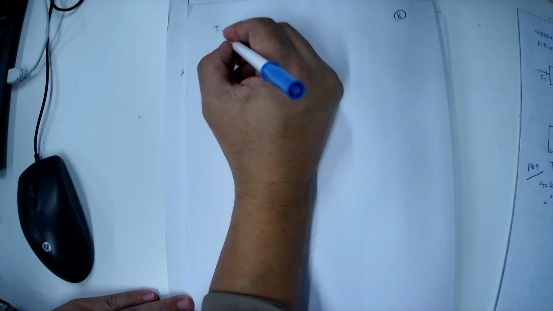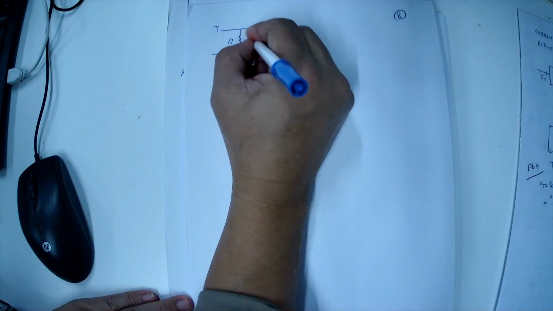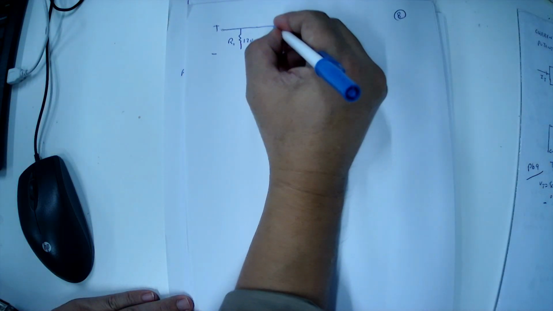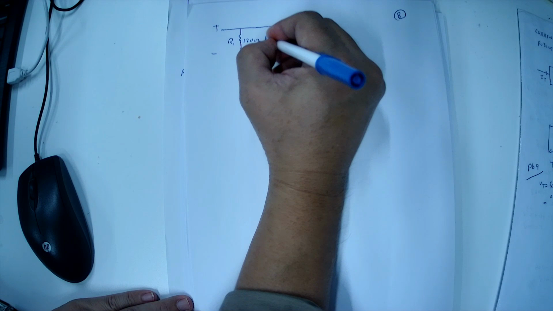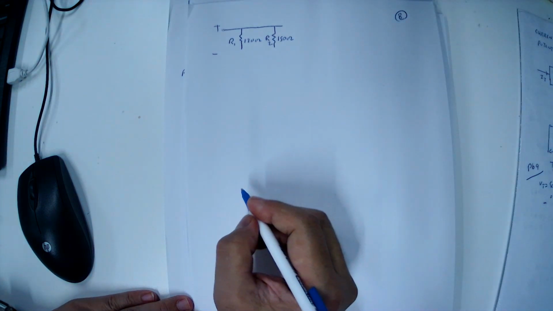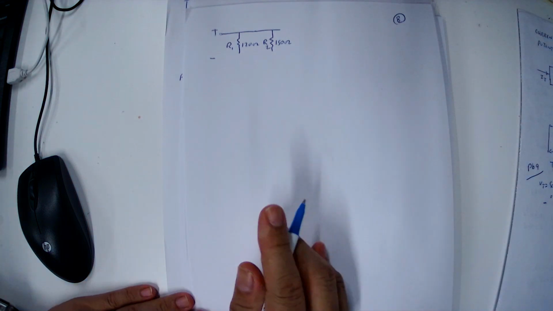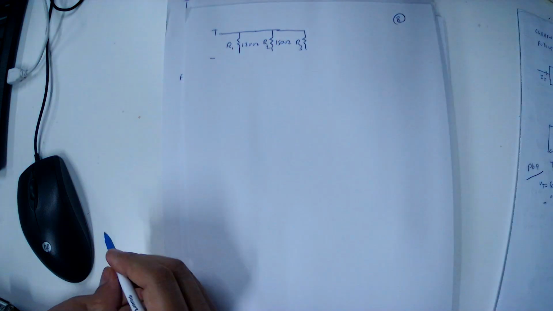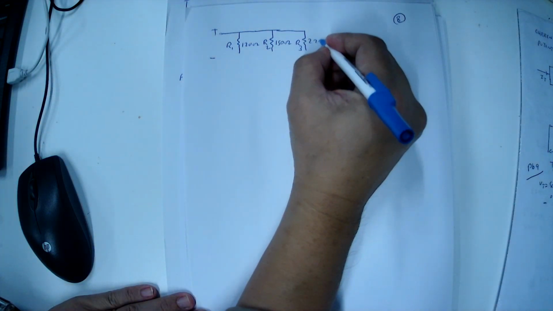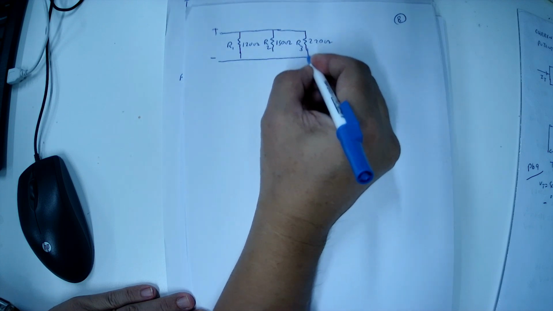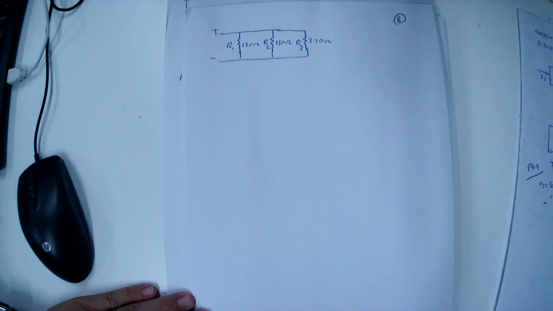Resistance R1 is 120 ohm. Resistance R2 is 150 ohm. Resistance R3 is 220 ohm. They are connected in parallel, then connected to the supply.